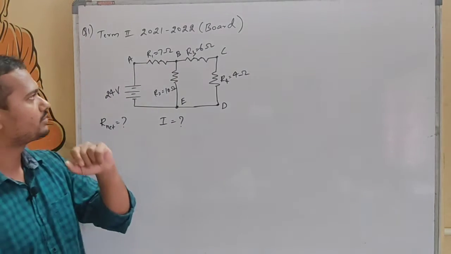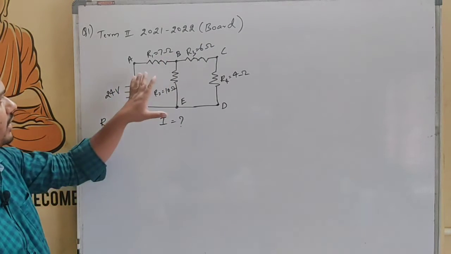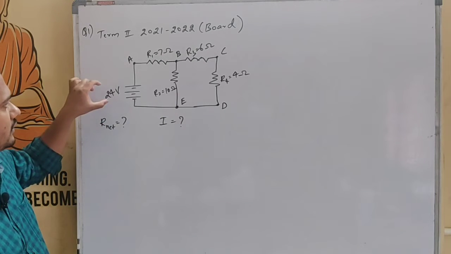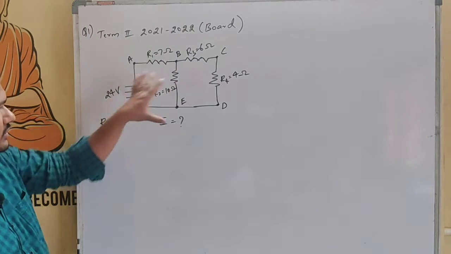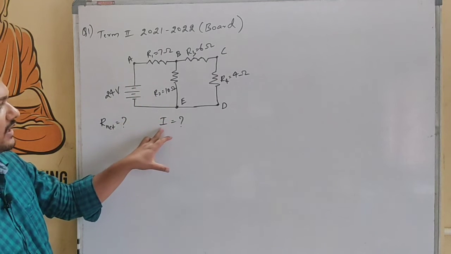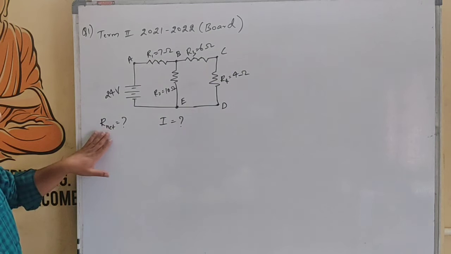In this video, we will solve the 2021-22 board question. Here we are given a circuit with R1, R2, R3 and R4, and the electric potential is given across the whole circuit. We are asked to find the net resistance and then the current in the circuit. First, let me find the net resistance.